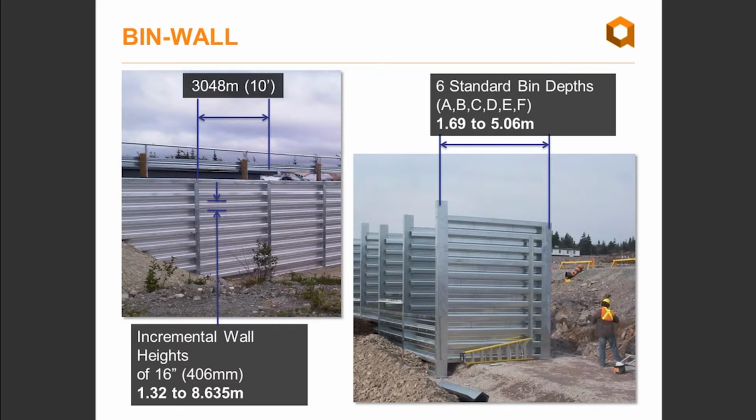We do have 6 standard bin depths as well, A through F. The maximum depth of the F bin is 5 meters. Typically with deeper bins, we're reducing the toe pressures, and as we get up to 8 meters high, usually it's the toe pressures and the geotechnical considerations that are the limiting factors within the design of bin wall systems.